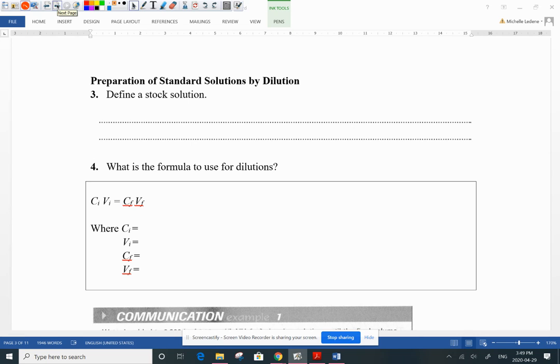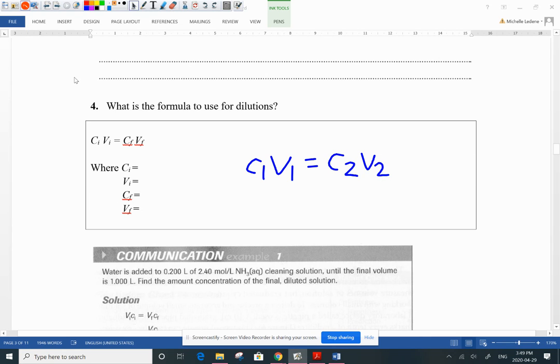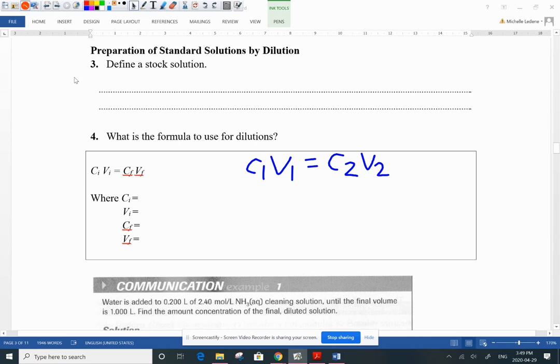What about if I have a big jug of a really highly concentrated solution, a stock solution? How would I make a solution? Well, I would dilute my very concentrated stock solution. So the formula that you have in your data booklet, now some people like to write it CiVi is equal to CfVf.